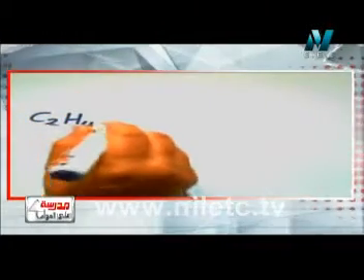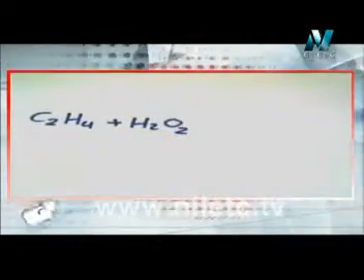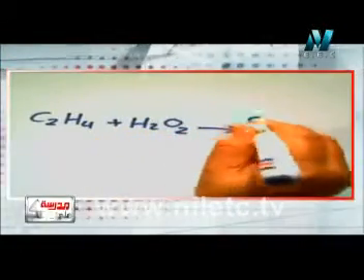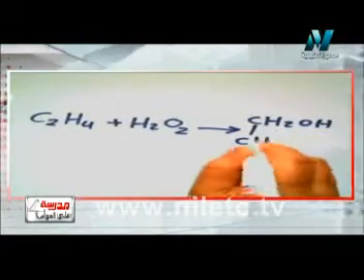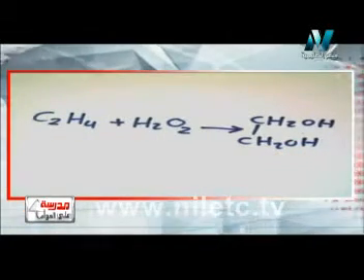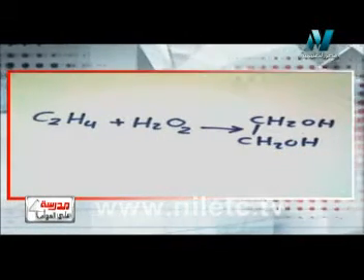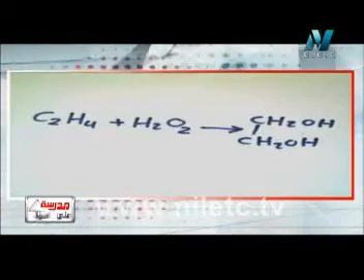Also, we can make the oxidation by using hydrogen peroxide. It is so easy. C2H4 plus H2O2, hydrogen peroxide, gives ethylene glycol, CH2OH, CH2OH. This is a simple method to get ethylene glycol. This is about the preparation of ethylene glycol from C2H4.